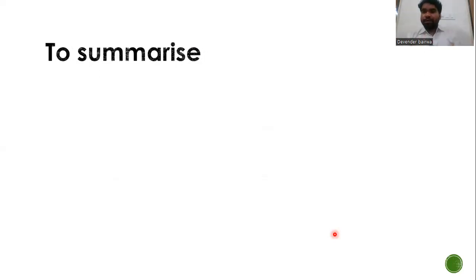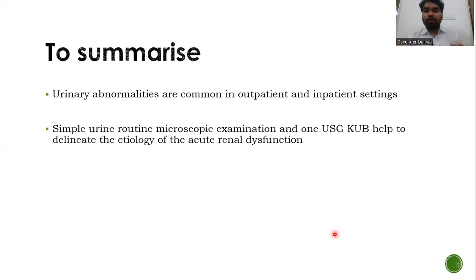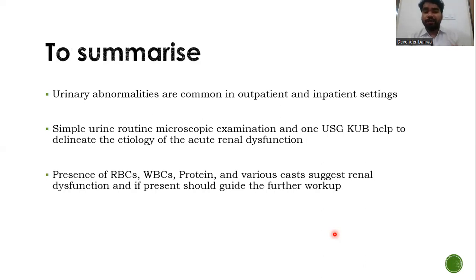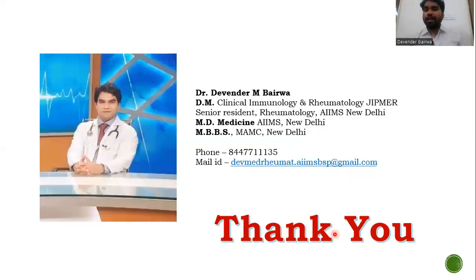Now, to summarize what we have discussed so far: urinary abnormalities are common in outpatient and inpatient settings. Simple urine routine microscopic examination and USG KUB help to delineate the etiology of the acute renal dysfunction. Presence of RBCs, WBCs, proteins, and various casts suggests renal dysfunction, and if present, should guide the further workup. In the acute setting, pre-renal failure is reversible and can respond to fluid challenge. So here we finish our lecture.